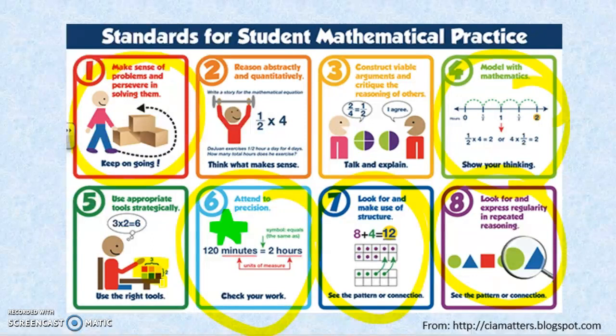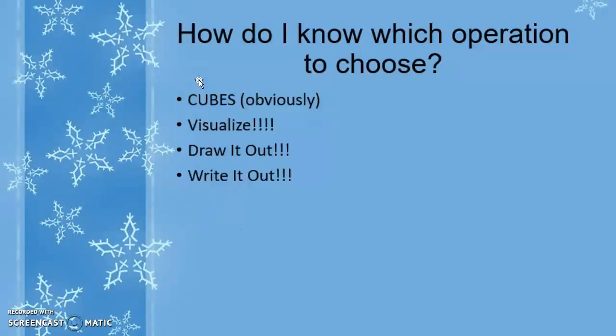Not really. I'm not going to give you a problem that's wrong because I really want you to interpret the problems we have correctly. But if you come across an error in the video, then you by all means should tell me what it is. You definitely need to reason abstractly and quantitatively. Are we ready? Okay. How do I know which operation to choose?